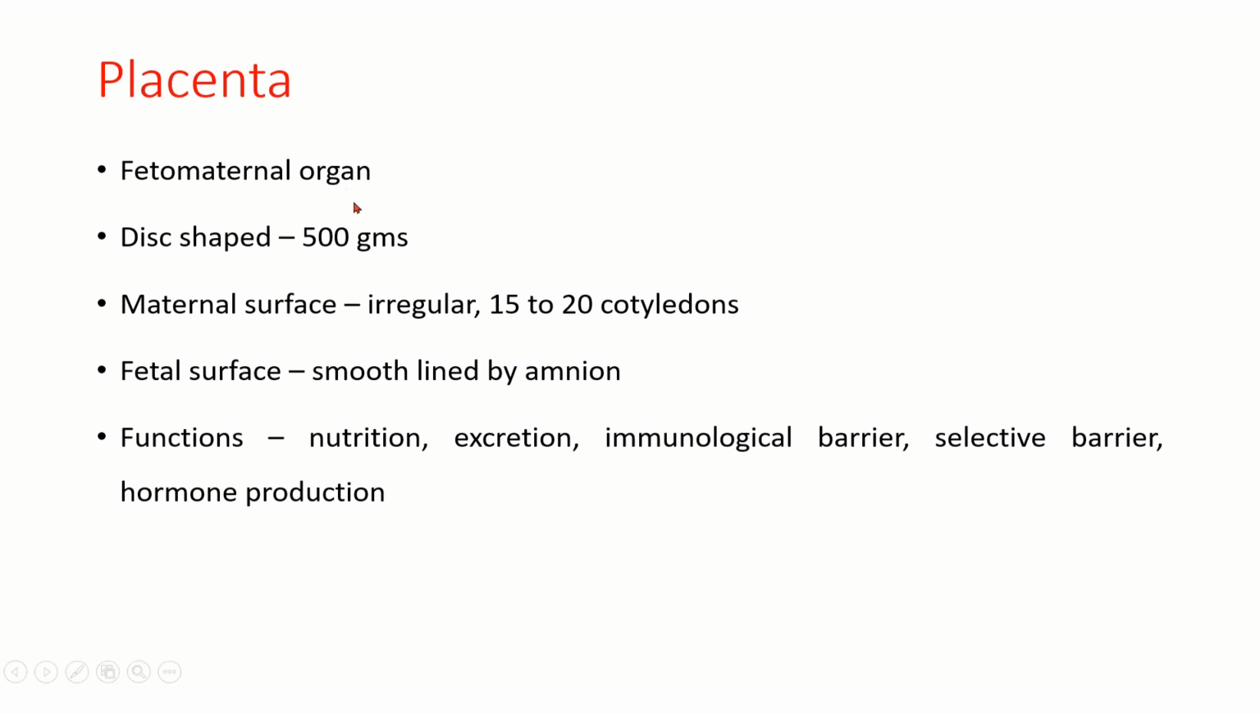In this session, we'll deal with the histology of placenta. Placenta is a feto-maternal organ, disc-shaped, weighs approximately 500 grams. Maternal surface is irregular and presents 15 to 20 cotyledons. Fetal surface is smooth, lined by amnion. The functions are nutrition, excretion, it also acts as an immunological barrier, a selective barrier, and hormone production.